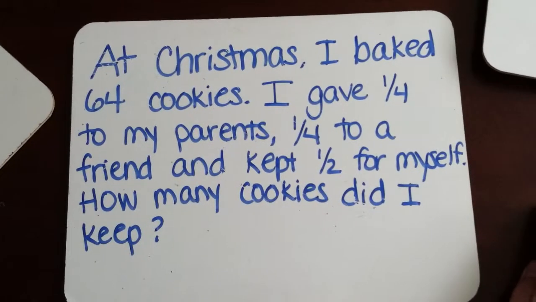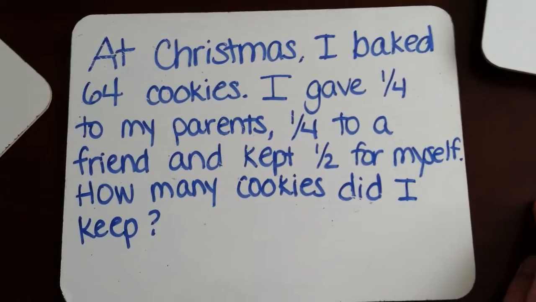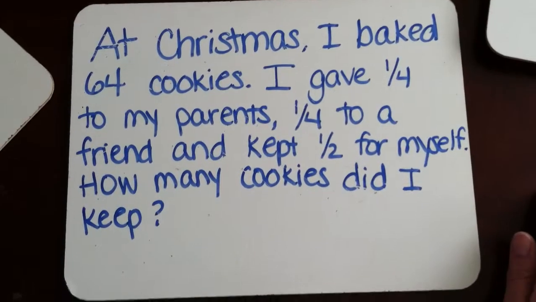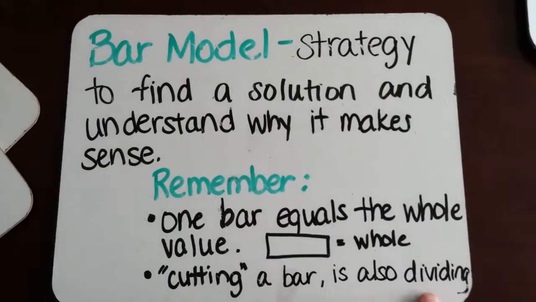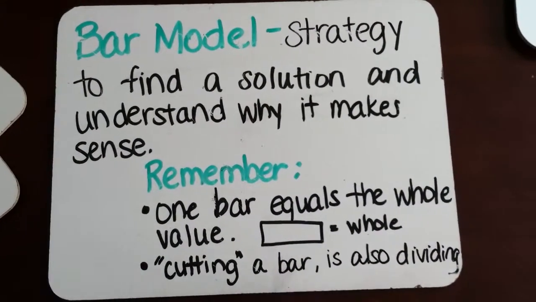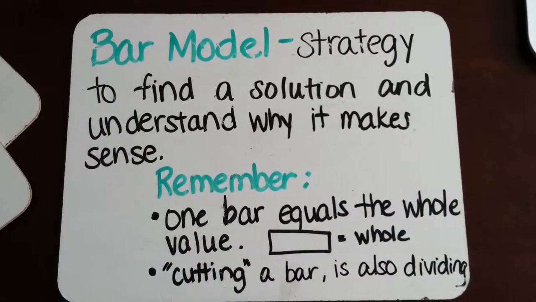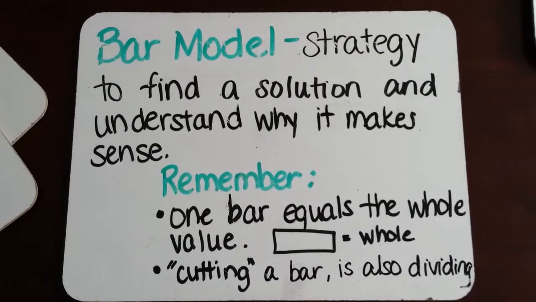Well, how do we do this? We need some kind of strategy that'll help us break down the problem and understand it, and then create a plan of action to solve the problem. So let's talk about a strategy that I have for you today. The strategy today is called a bar model. This strategy is where there's a drawing, and this drawing helps you find a solution and understand why it makes sense.